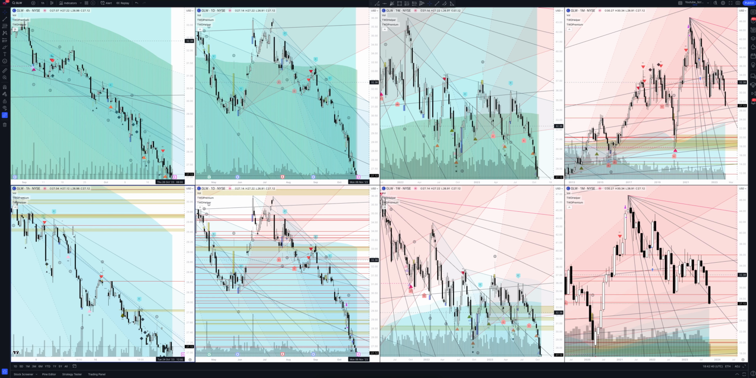Today we will take a look at Corning stock. Let's analyze the market situation and find out how you can make money on it. Let's start.